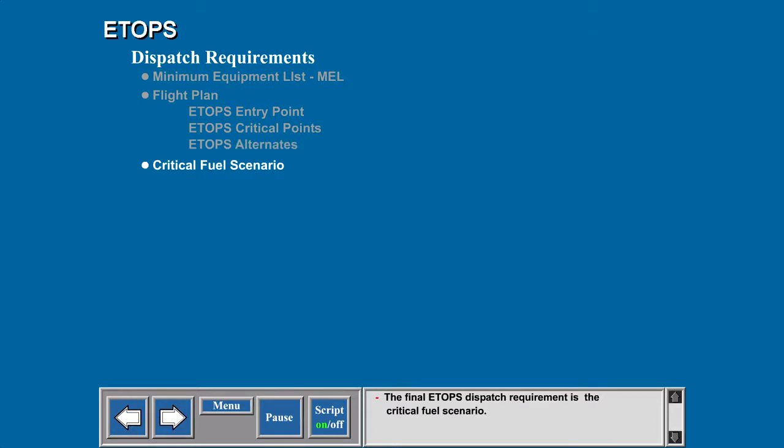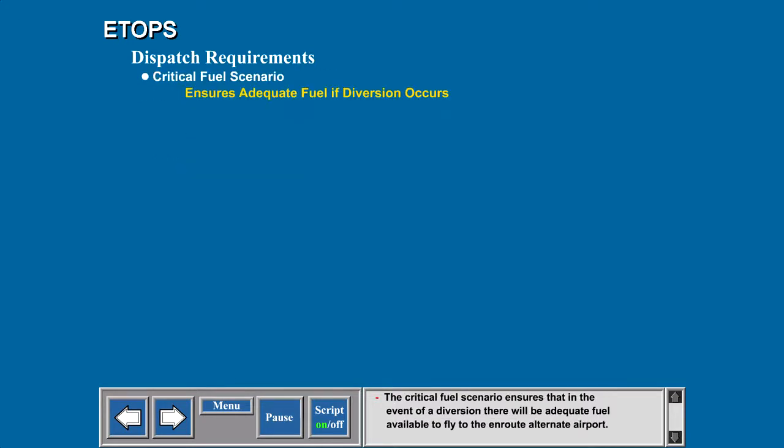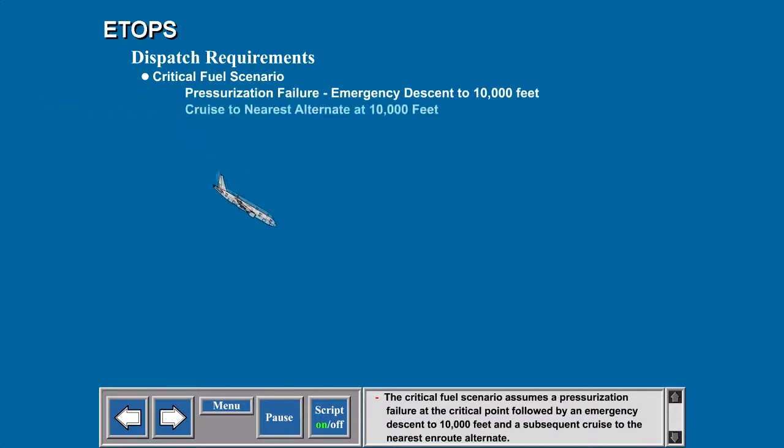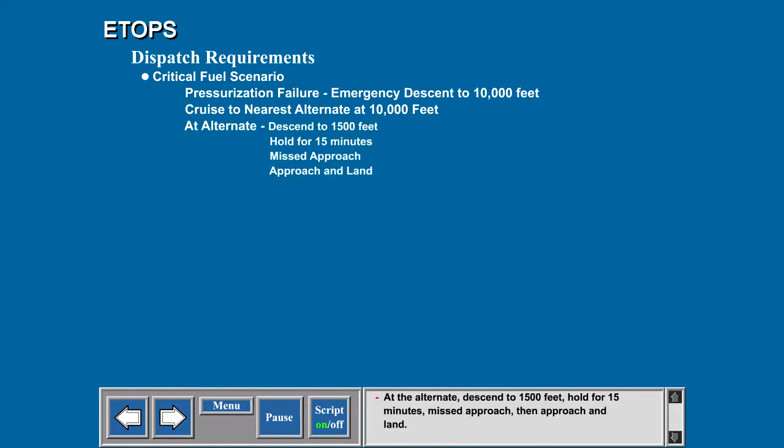The final ETOPS dispatch requirement is the critical fuel scenario. The critical fuel scenario ensures that in the event of a diversion, there will be adequate fuel available to fly to the en route alternate airport. The critical fuel scenario assumes a pressurization failure at the critical point, followed by an emergency descent to 10,000 feet and a subsequent cruise to the nearest en route alternate. At the alternate, descend to 1,500 feet, hold for 15 minutes, missed approach, then approach and land.